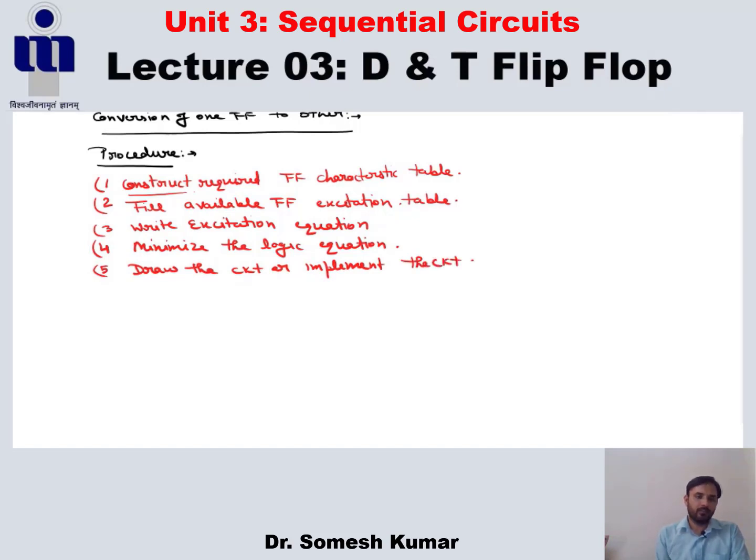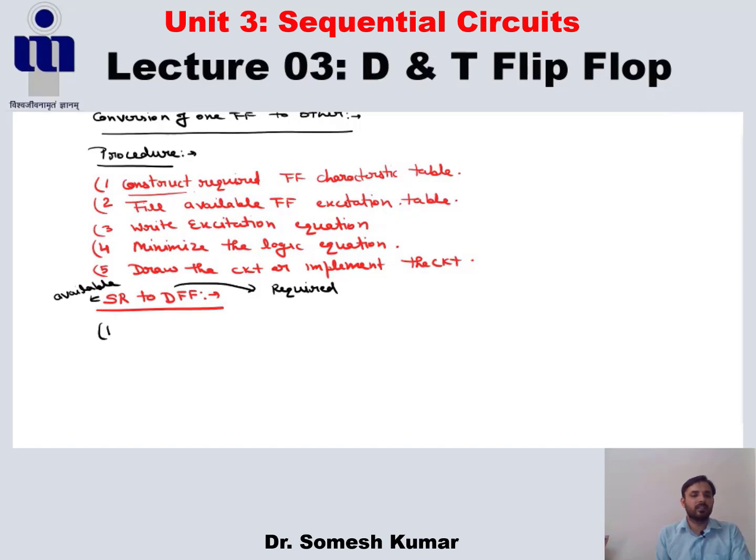So now I am taking one example. Now we convert the SR to D flip-flop. So the first step is to construct the required flip-flop characteristic table. Which is the required flip-flop here? The D flip-flop is the required flip-flop and the SR flip-flop is the available flip-flop. So in the first step you have to construct the required flip-flop characteristic table.